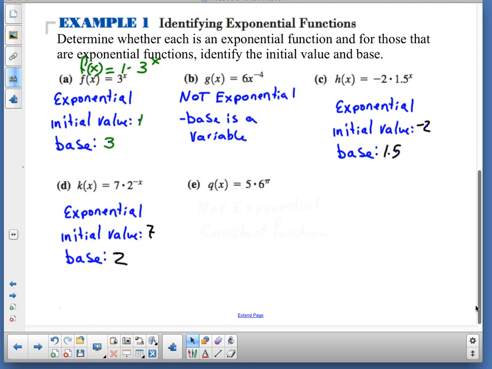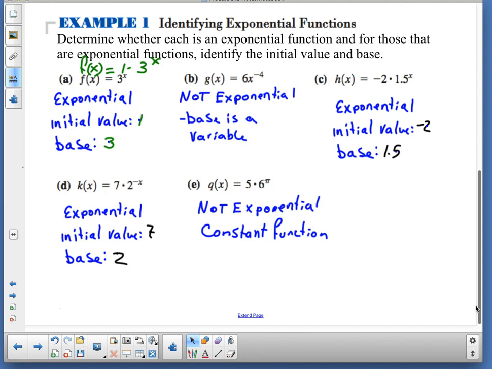And in E, some people go, well, it's raised to the pi. It's a constant. If I put all that in, it's going to be a horizontal line going across. So that's all that is. 6 to the pi power is a little bit more than 6 to the 3rd power, times 5. It's a really high horizontal line on the y-axis, but it's a horizontal line just the same. Questions about these? Questions about identifying?